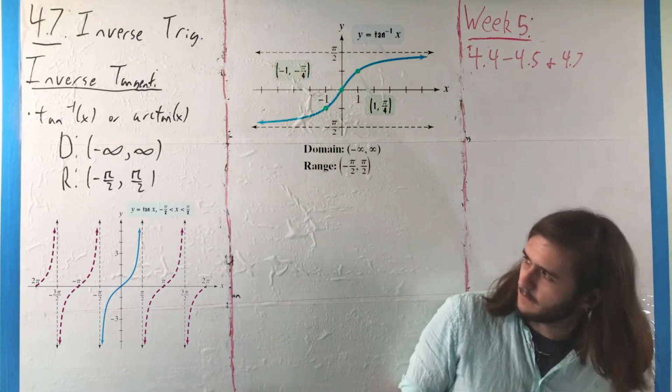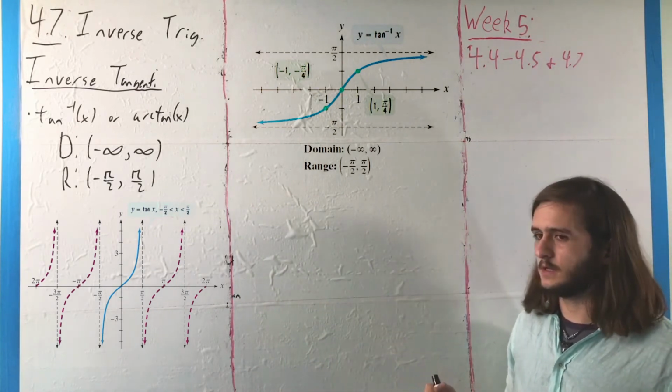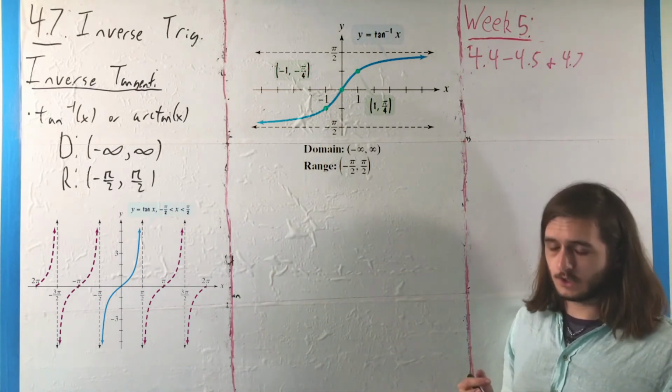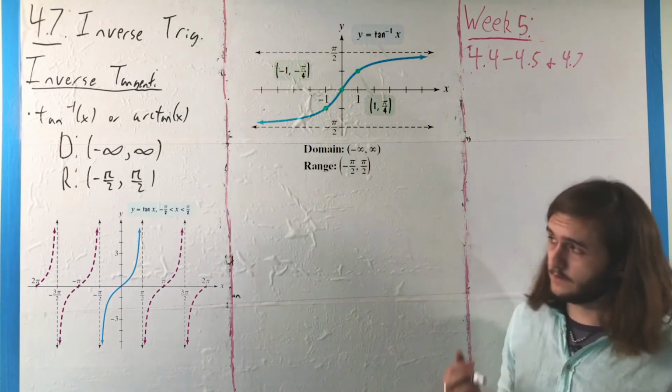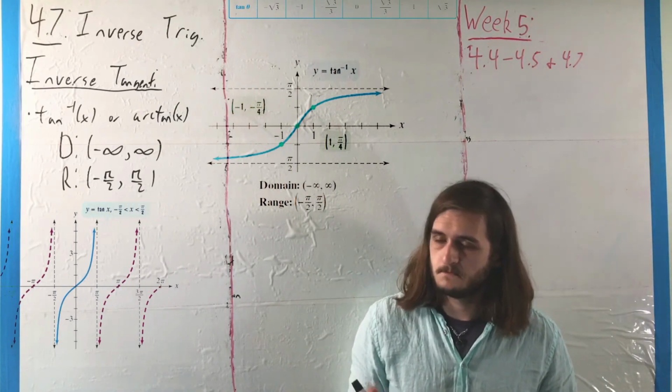It's an interesting problem that only really happens with arctangent and also arccotangent, but we don't talk about arccotangent quite as much. But anyway, if we want to find a value for the inverse tangent function, same idea.